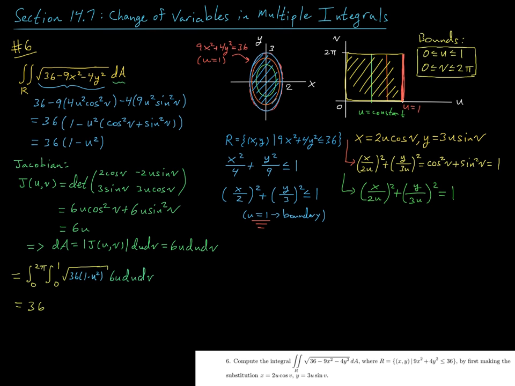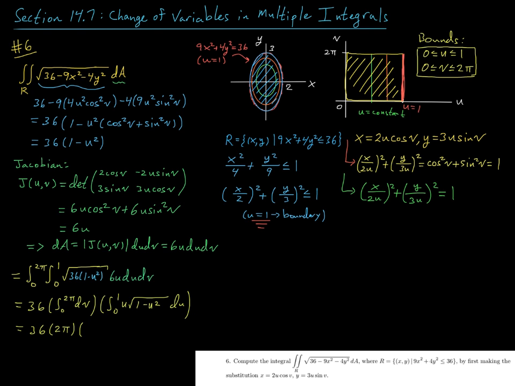And notice also this integrand is totally independent of v, so I'm going to separate this out. So I'm looking at 36 times the integral from 0 to 2 pi of just dv. This is like the d theta integral, right? And then we're looking at the integral from 0 to 1, and this is u times the square root of 1 minus u squared. Okay, not bad. And now this is going to give us a 2 pi.